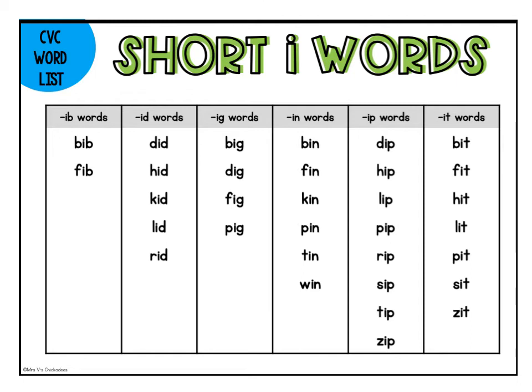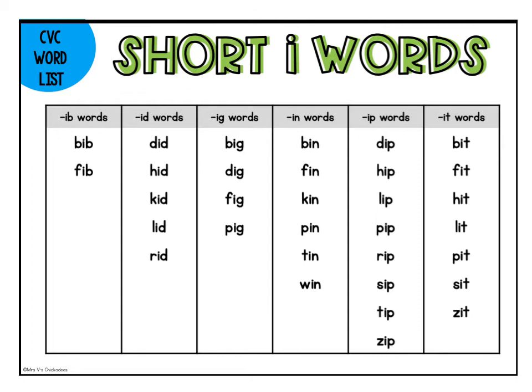Okay? Let's have the first column. We have ib words. We read it as bib, fib. Your turn. Great. Now let's have id. We have did, hid, kid, lid, rid. Now your turn. Great. Now let's have the next one. We have ig words. We have big, dig, fig, pig. Your turn.